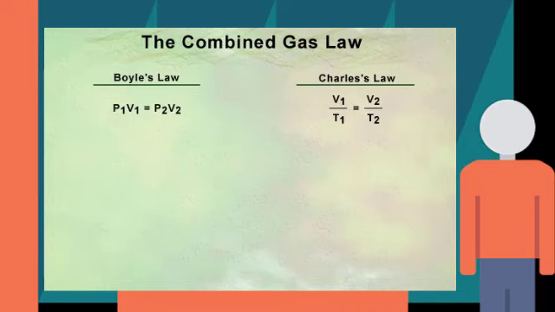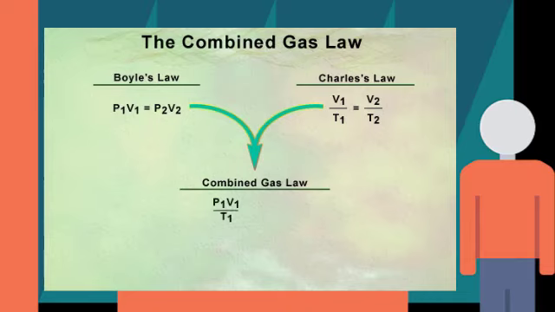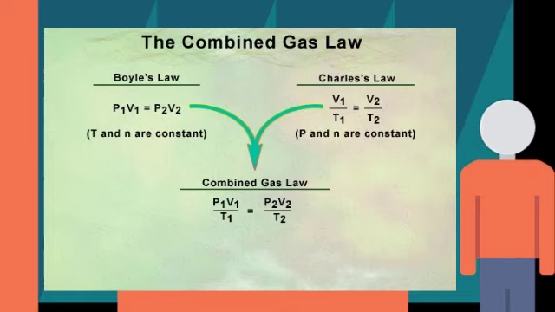Boyle's law and Charles's law can be combined to form an equation called the combined gas law. The combined gas law is P1V1 divided by T1 equals P2V2 divided by T2. If the temperature is held constant, you are left with Boyle's law, P1V1 equals P2V2. And if the pressure is held constant, you are left with Charles's law, V1 divided by T1 equals V2 divided by T2.